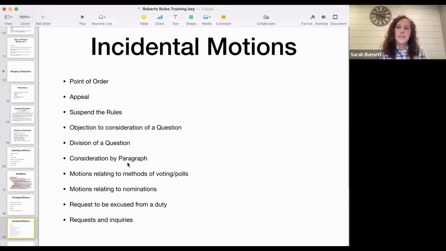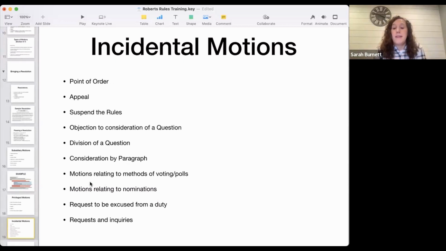The next one is consideration by paragraph. This could be used if you feel like there's a whole chunk of language in a resolution or something that's being passed as a whole, and we need to look at some of this individually. There could be a lot of strategic reasons for that, but there's a motion for consideration by paragraph, which is one I actually have never used, but it's there.